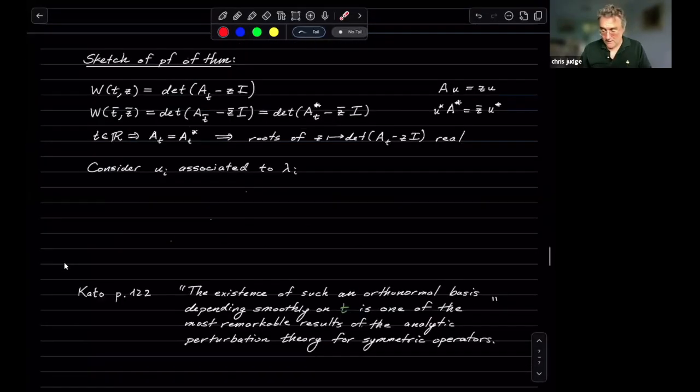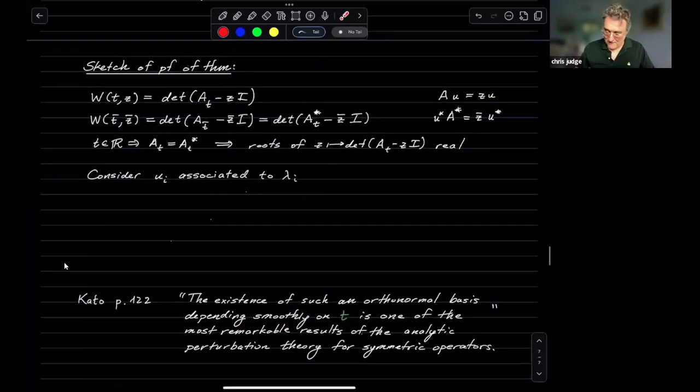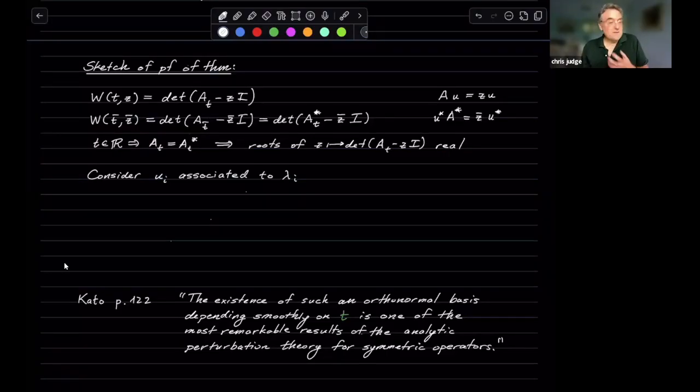Oh yeah, by the way, this theorem, Kato is not one for being very flamboyant in his writing, but he made this remark that this theorem is one of the most remarkable results. It's a kind of amazing fact, which is maybe not so appreciated unless you actually go into the proof.